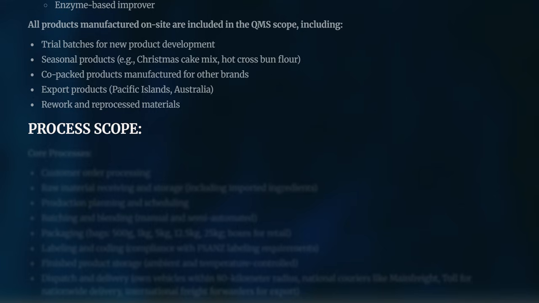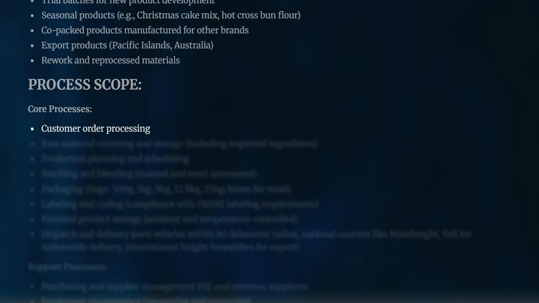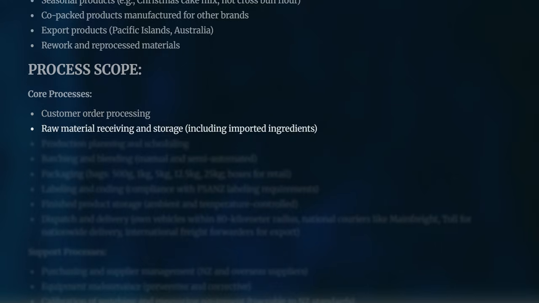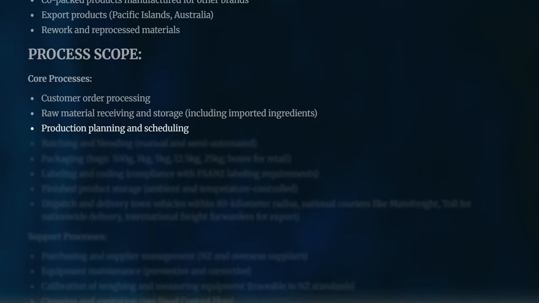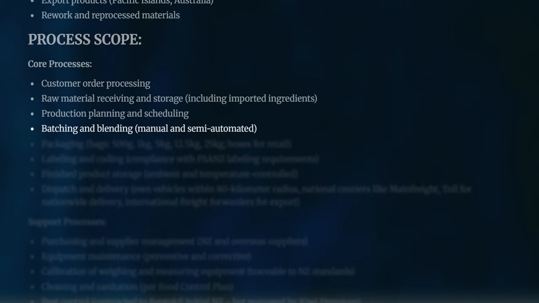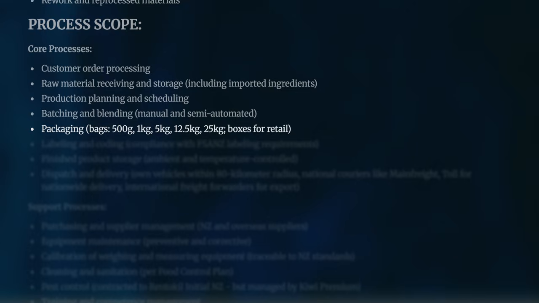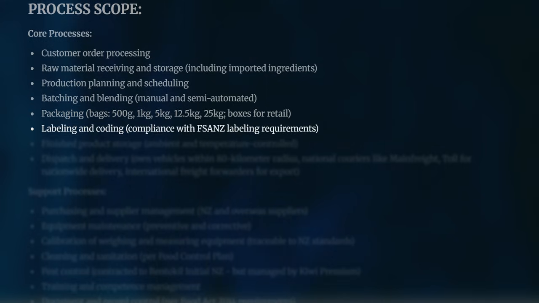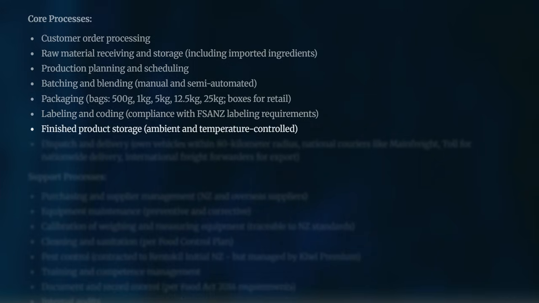For the process scope, the core processes include customer orders processing, raw material receiving and storage, including imported ingredients, production planning and scheduling, batching and blending, manual and semi-automated, packaging with bags of 500 grams, 1 kg, 5 kg, 12.5 kg, 25 kg, and boxes for retail, labeling and coding in compliance with FSA labeling requirements, finished product storage, ambient and temperature controlled.